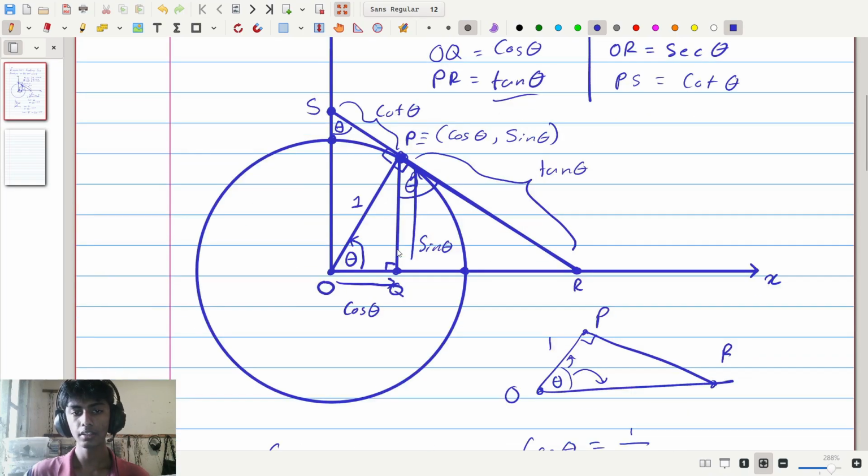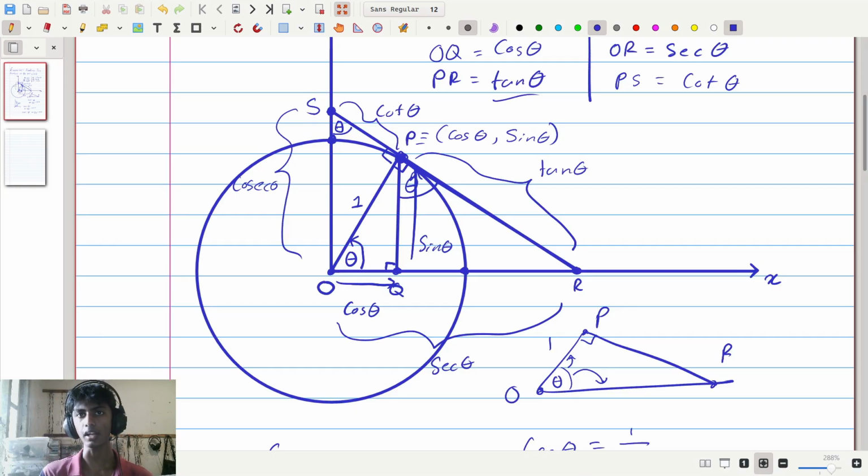And I think the other thing of OR, this length being the secant of theta, and the other length being the cosecant of theta, which is like the other secant of theta, is very clear when you look at it like this. The secant is this line OR, and the equivalent cosecant, the other secant, is OS. As for sine and cosine, you kind of have to just look at this triangle and understand that one.